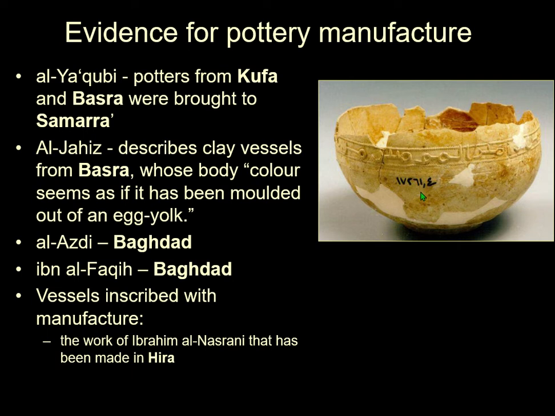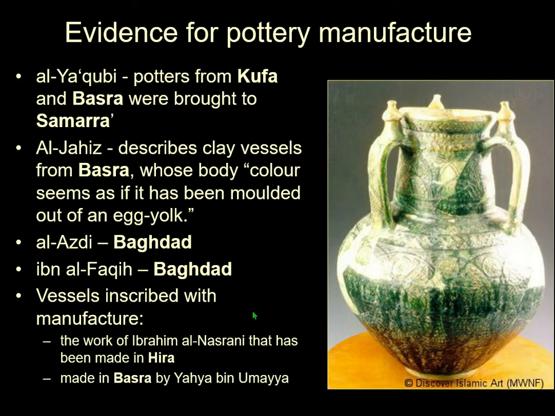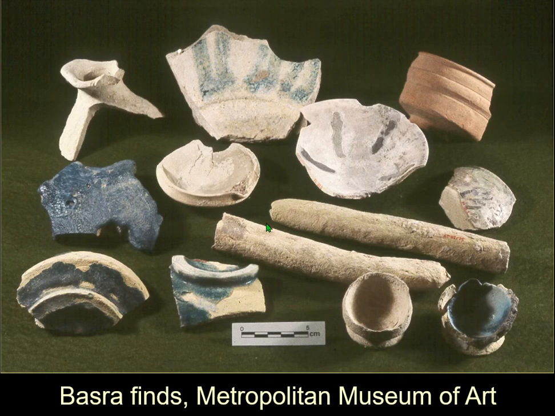And we also have a couple of vessels which have inscriptions on them saying where they were made. This one was the work of Ibrahim al-Nasrani, made in Hira. So Hira is next to Kufa, as you saw on the map. And this one was made in Basra by Yahya bin Umayyah. It's very nice. One of the interesting things about this is that it is clearly lead glazed. But the motifs on it actually look quite pre-Islamic. But yeah, so very nice. Basra. So we also have archaeological evidence.